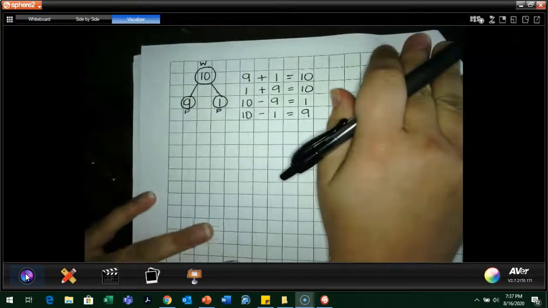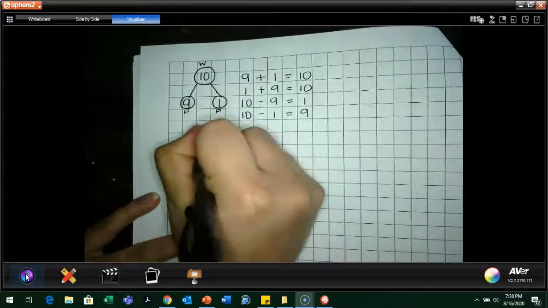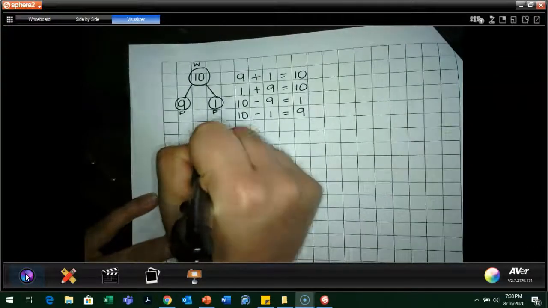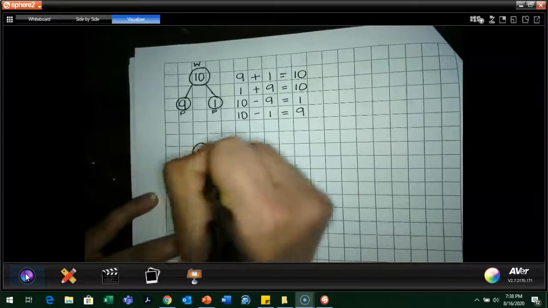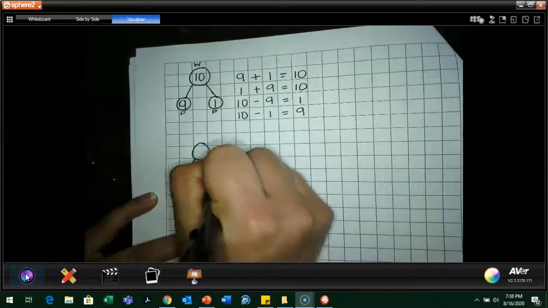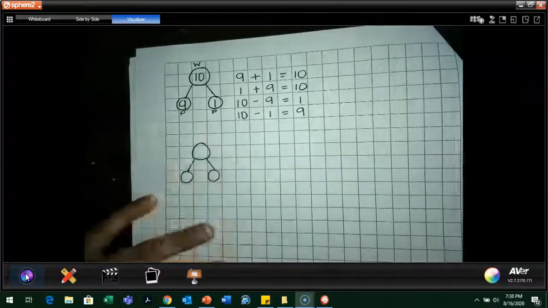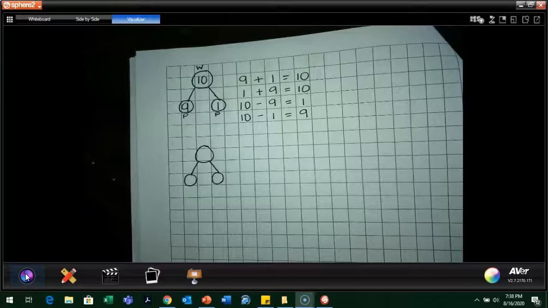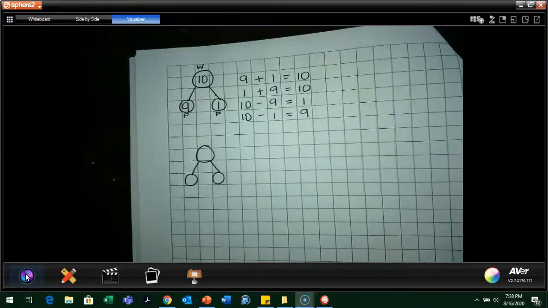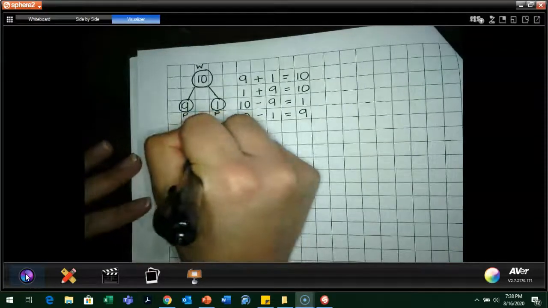Now let's draw another number bond. Remember, a big circle that is the whole, a smaller circle, and a smaller circle. I skipped 2 lines, boys and girls, between the number bonds. 10 seconds to finish writing it. Perfect. Let's try another problem.